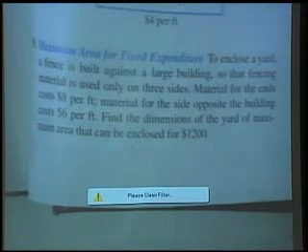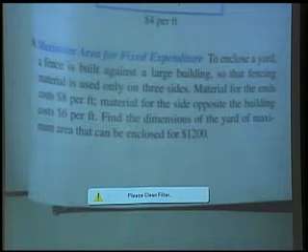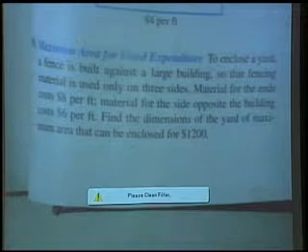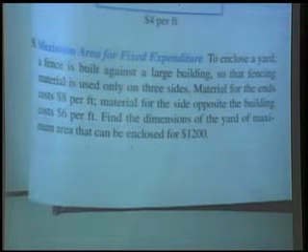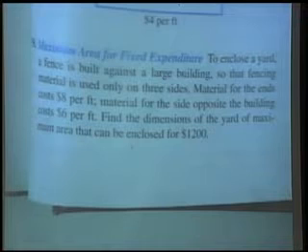So we want to build a fence against a large building so that the fencing material is used on only 3 of the sides of the building. Material for the ends is $8 a foot. Material for the side opposite the building is $6 a foot. Find the dimensions of the yard of maximum area that can be enclosed for $1,200. Okay? All right.